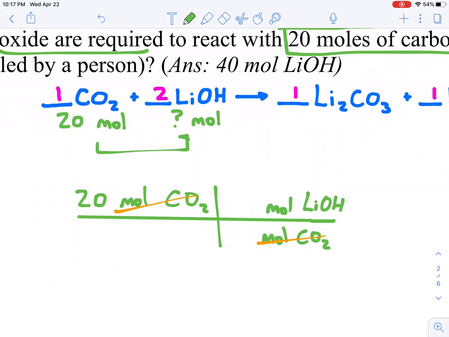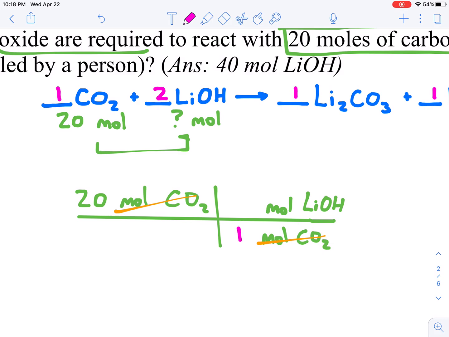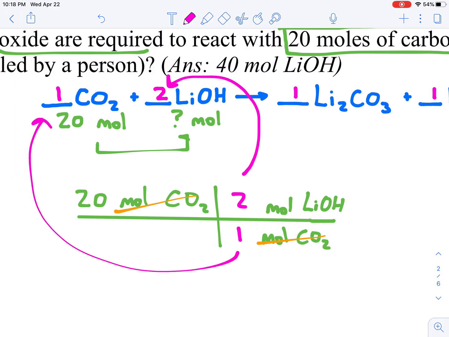And so the question is, do we have numbers that allow us to do that? Do we have numbers that allow us to go from moles of one thing to moles of another? Of course we do. It's the coefficients. We know that there's 1 mole of CO2 for every 2 moles of LiOH. Where did those come from? They came directly from the balanced chemical equation.